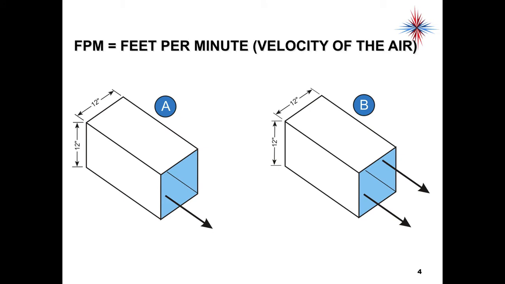Now, we also have feet per minute. Feet per minute, as I mentioned, is the velocity of the air. It's how fast it's moving.